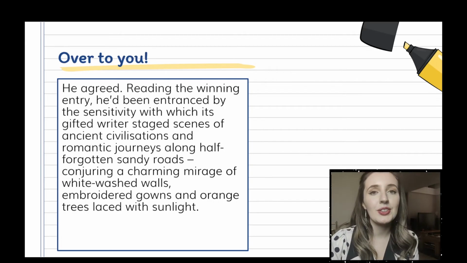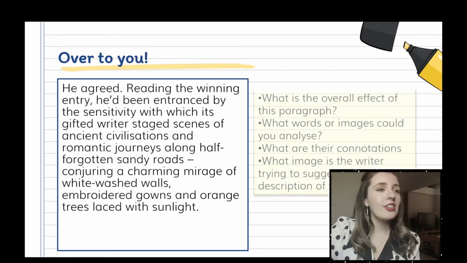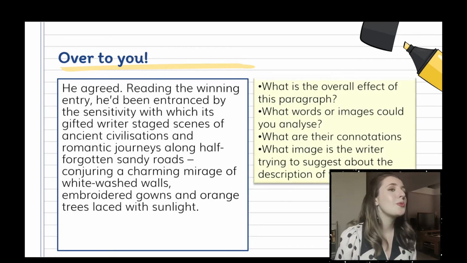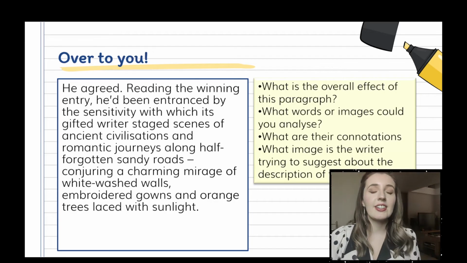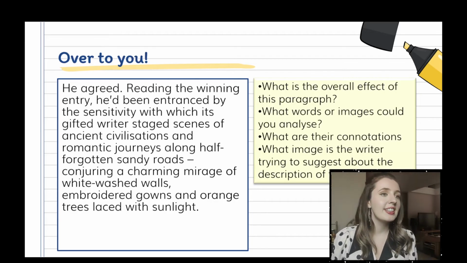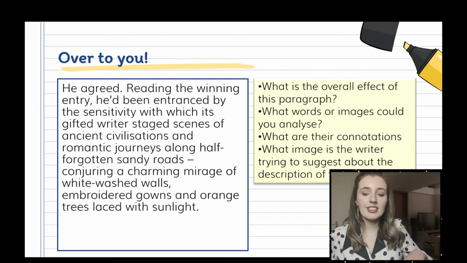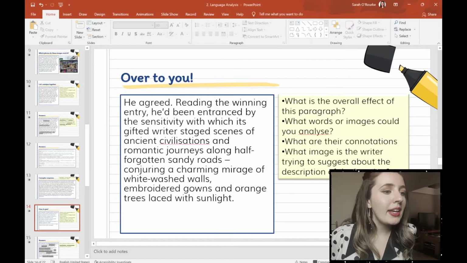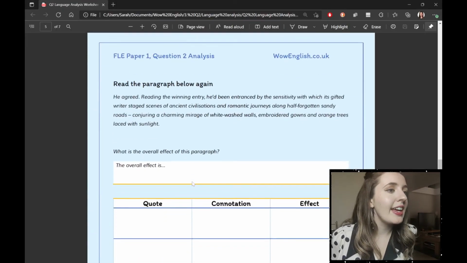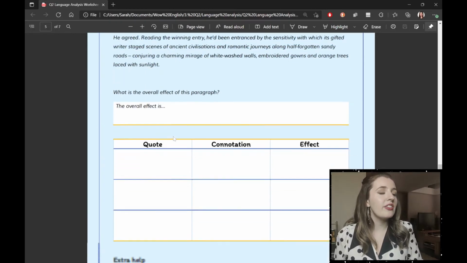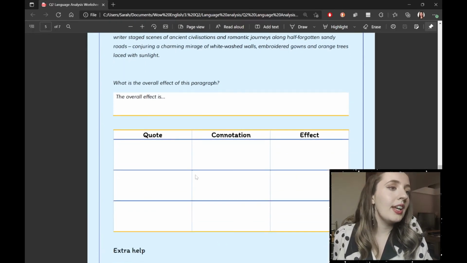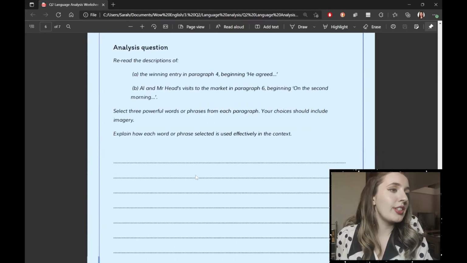So once again, you're answering these 3 questions first as your plan. What is the overall effect of the paragraph? Then you need to pick out 3 words or phrases that show the overall effect. Then you're going to think about their connotations, and finally you're going to think about the writer's effect. There is a space for you to do that just down here on your worksheet. Here's the paragraph, here's a space for the overall effect, and here's the planning. After that, I recommend that you just start writing.